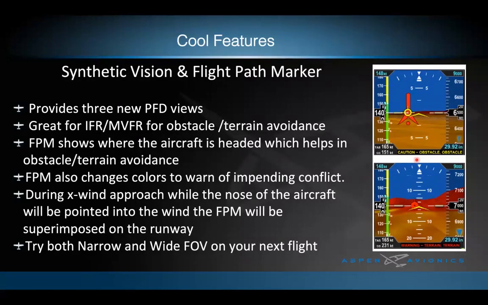When you get within 45 seconds of terrain or an obstacle, it's going to turn amber like it is here. And then you get caution, obstacle, or caution, terrain. It's going to give you that warning about 45 seconds ahead of time. If you ignore that warning and keep going, 30 seconds prior to impact, you're going to get warning, terrain, or warning, obstacle. So the goal is you get this message, make a turn, do something to get yourself out of the situation.